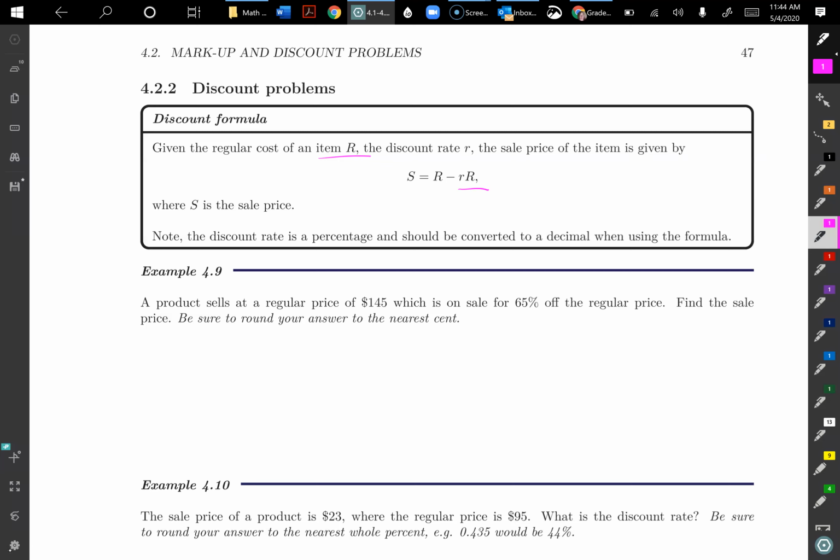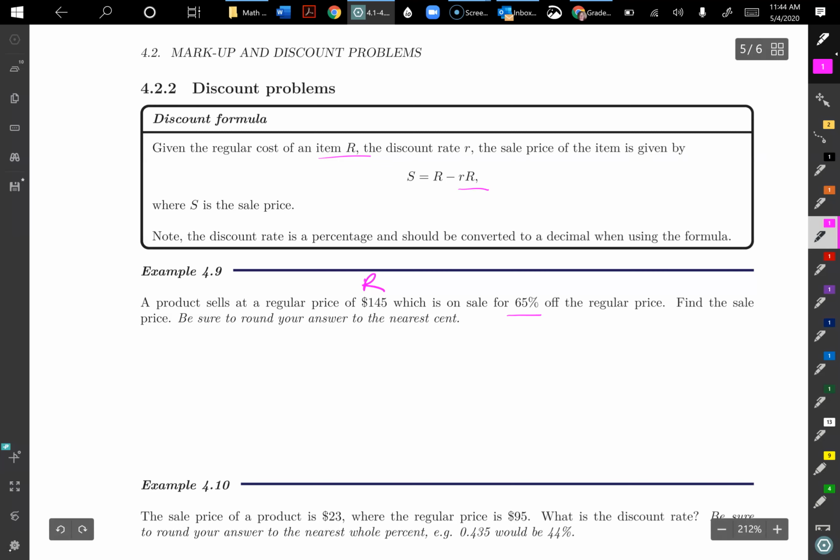The same rules apply for the percentage. It should be a decimal when you're using it in the formula. So this first one, a product sells at a regular price of $145, so you can mark that as R, which is on sale.